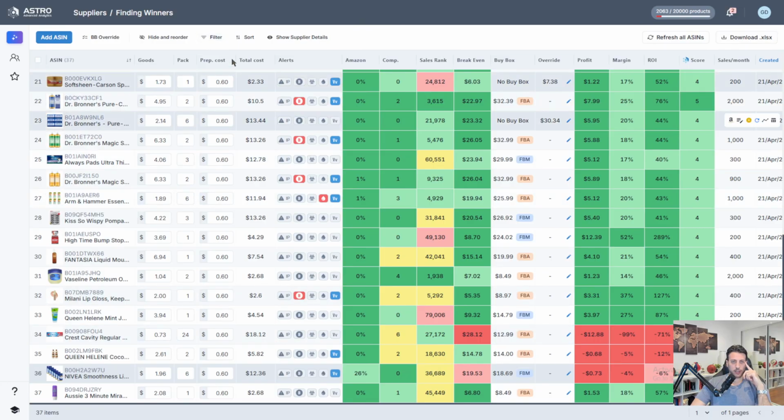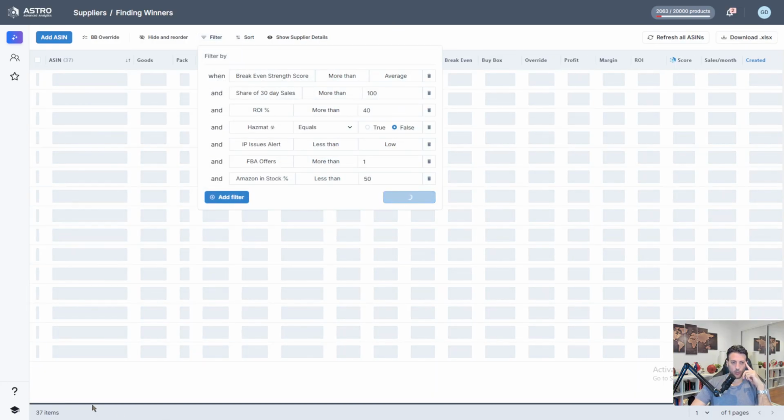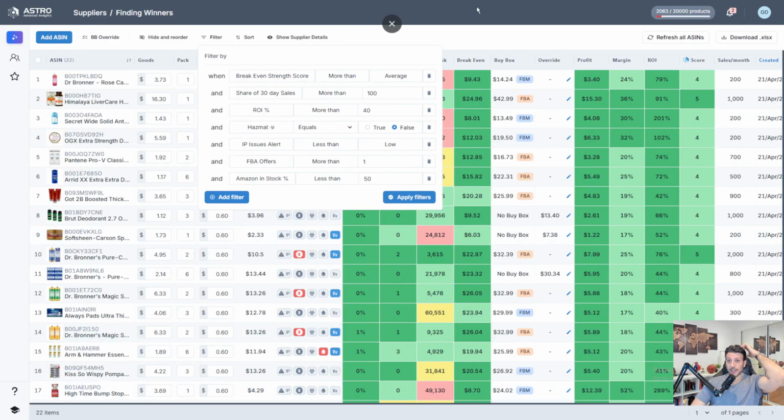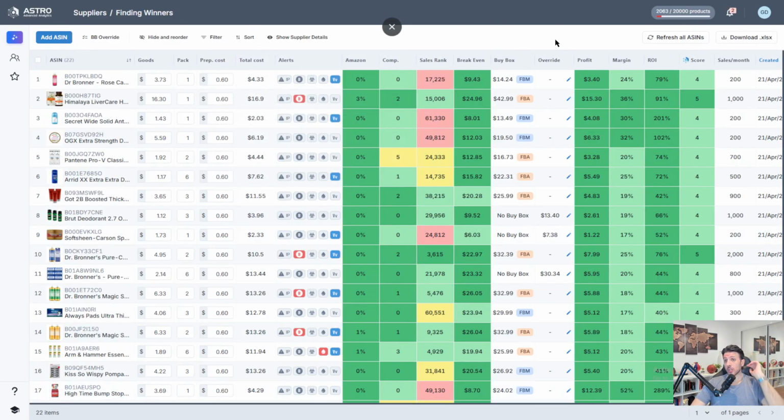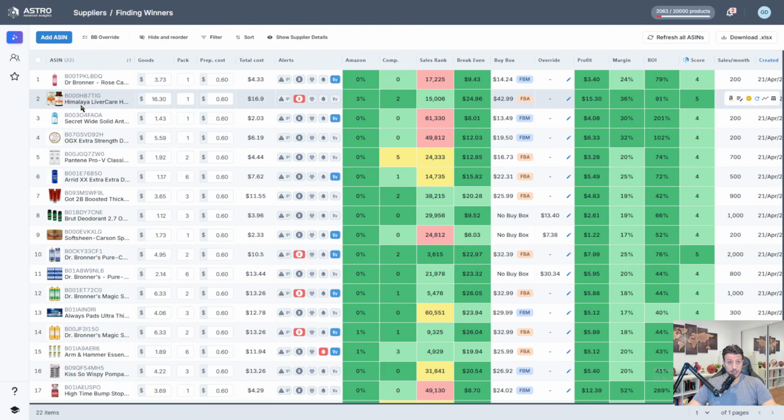So I'm just going to go back. There were 37 products in this initial filtering, and now I'm going to reapply the filters. So we're down to 22 at the moment. Of course I can check each one by one, see if they're profitable, see if they make sense, but I'm not going to do that yet. I'm going to send these to a shortlist.